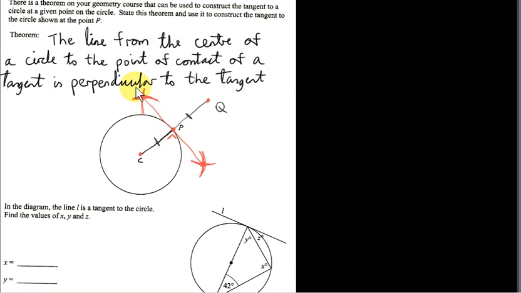This is the perpendicular bisector of the line CQ, so it'll pass through the midpoint of CQ, which is P, but it will also be perpendicular to CQ, which means that we will have the tangent to the circle at point P.